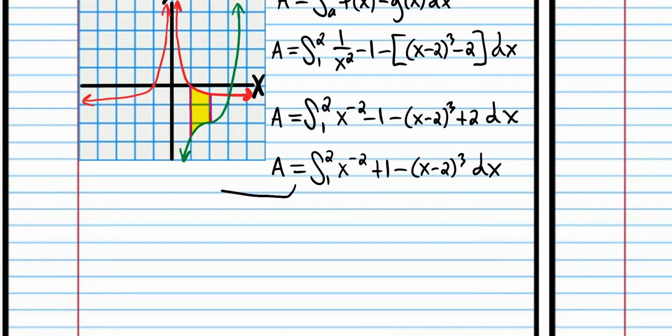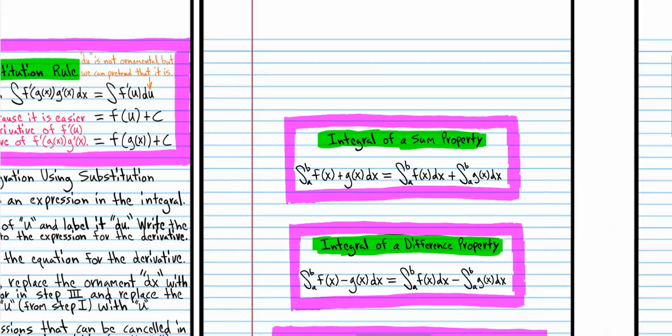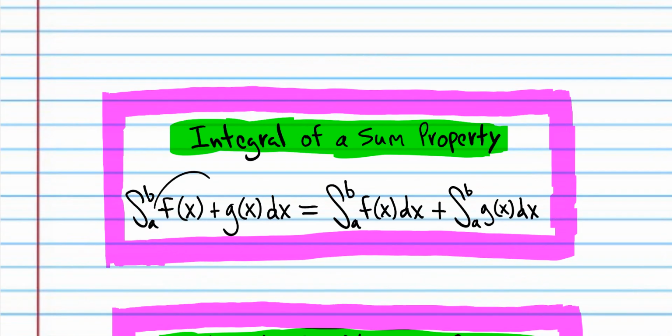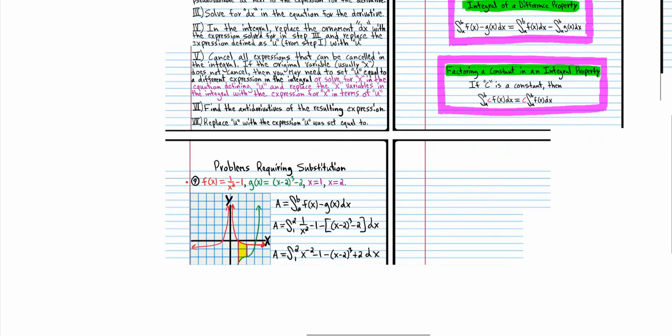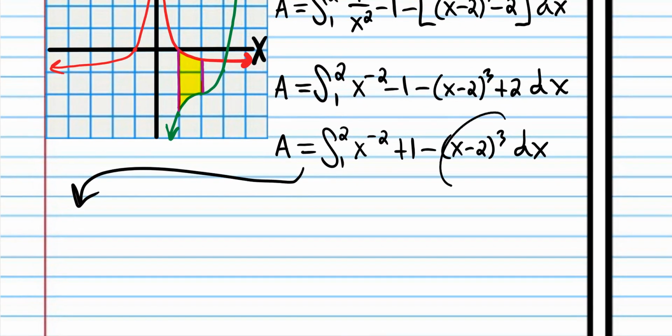So what we need to do is we need to use this formula up here, the integral of a sum property. We're going to break the integral into a bunch of different integrals, because we have a sum of a bunch of expressions, so we can use U substitution on just one of the integrals, this integral here, rather than have to work with it on the other expressions.